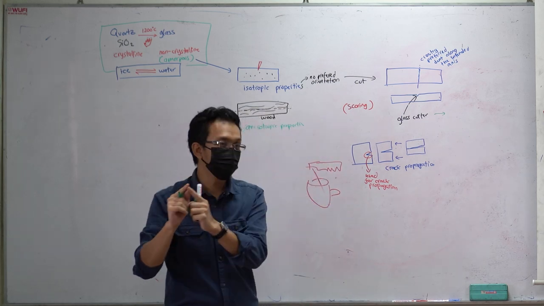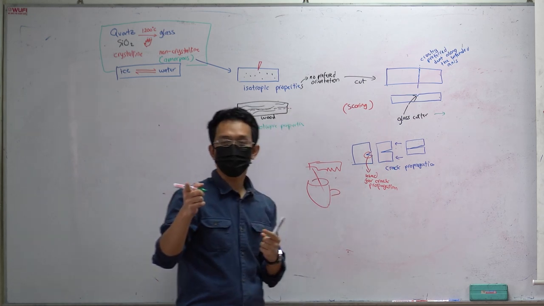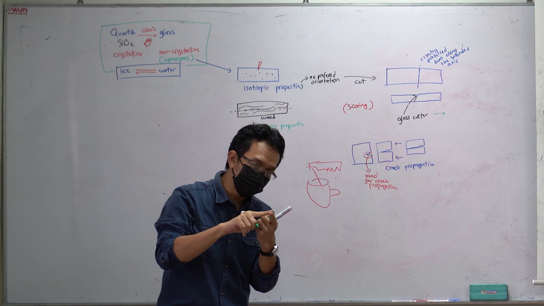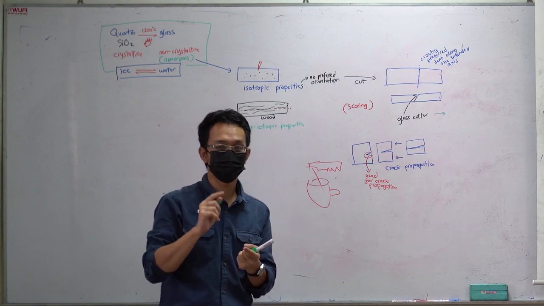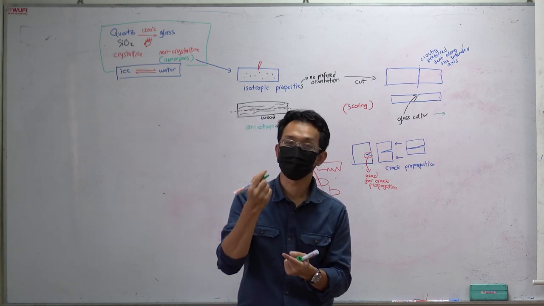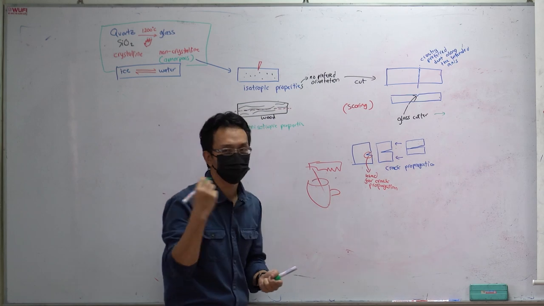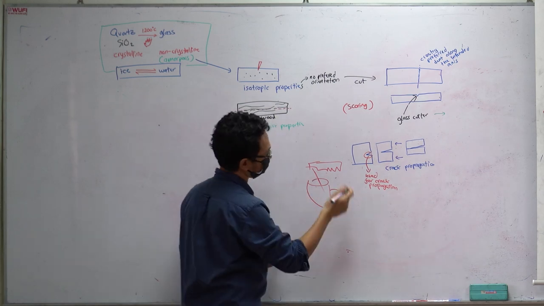You will not cut your finger, because it's not sharp. If you try to touch that thing, it's not sharp, but it's hard. It's different. It's not sharp like the knife, but it's hard. You don't need something very sharp in order to cut the glass. You need something hard.